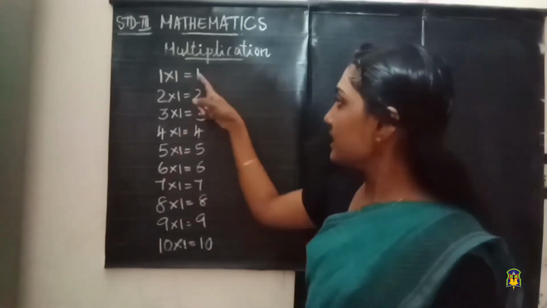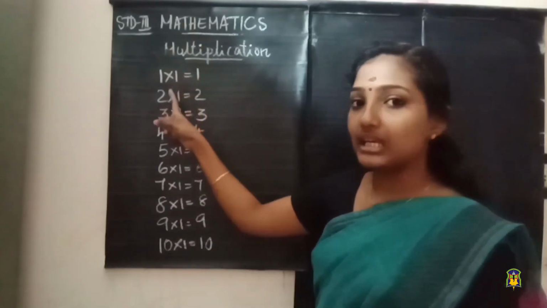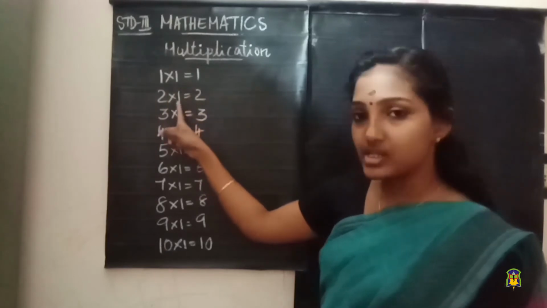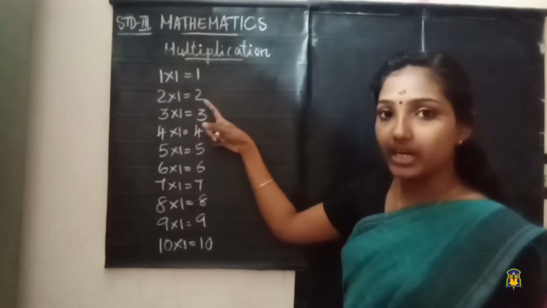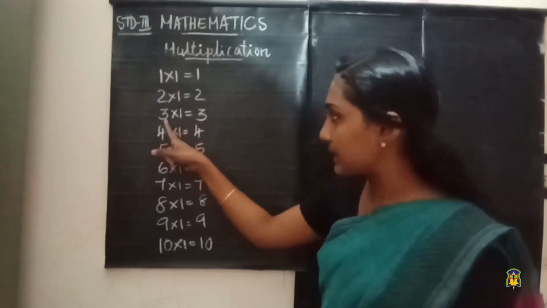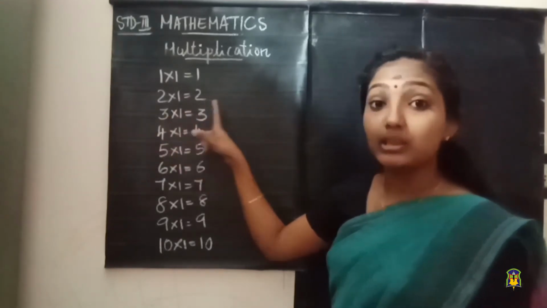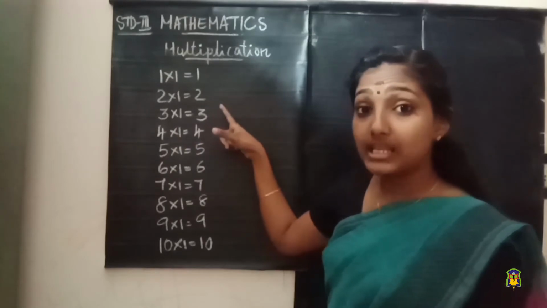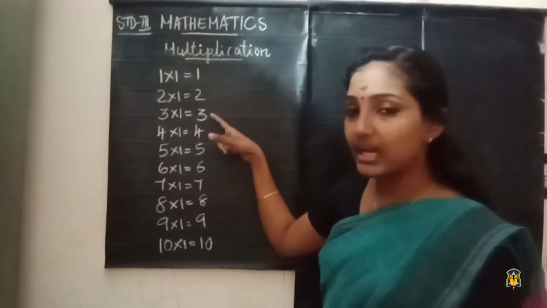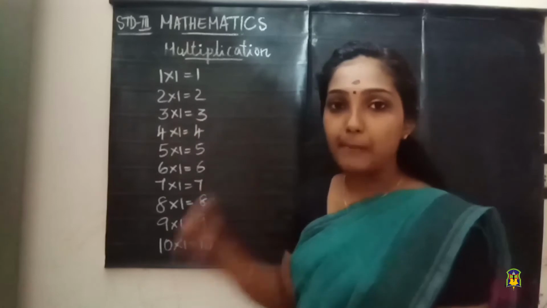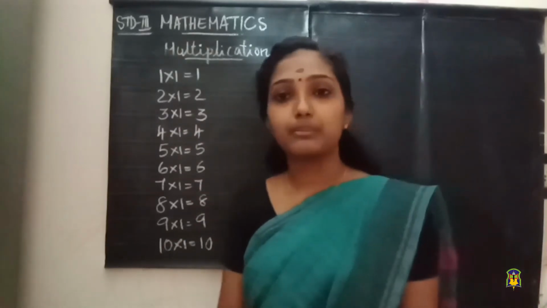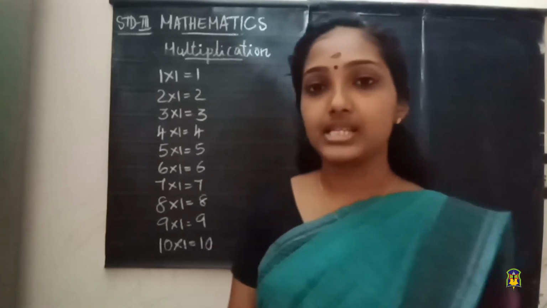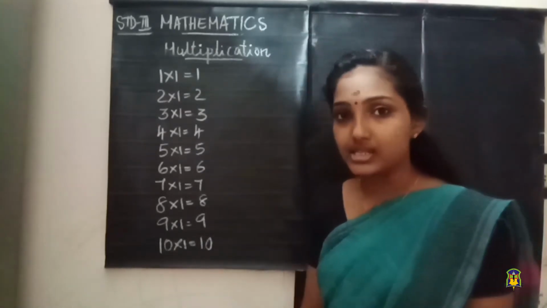Then look children, when we are multiplying a number by 1, what is the answer? That number itself, right? When a number is multiplied by 1, the product is that number itself. We will get the answer as the same number. So when we are taking any number and multiplying it with 1, the answer will be that number itself.